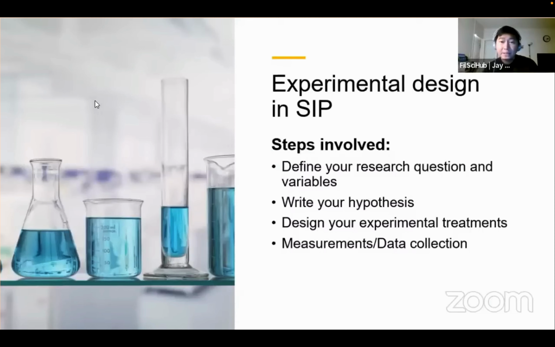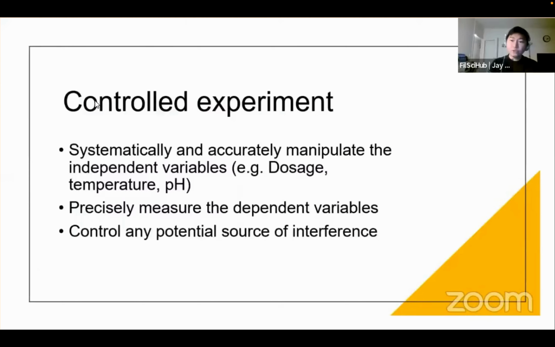Okay? And then, you design your experimental treatments. So, dito ka na magde-determine what levels of the treatment you want to implement on your study. And of course, the final step in experimental design is the execution or the actual measurements and data collection. So these steps actually constitute what's called a controlled experiment.